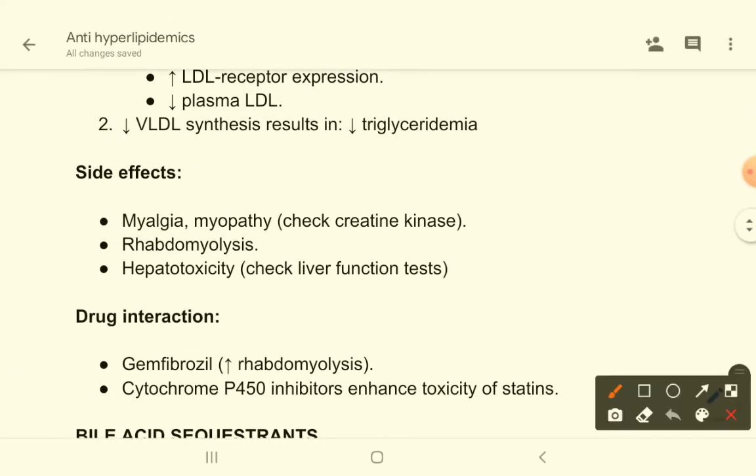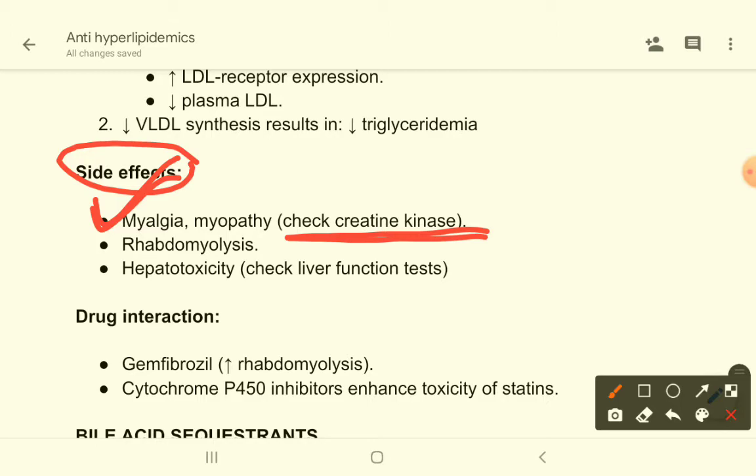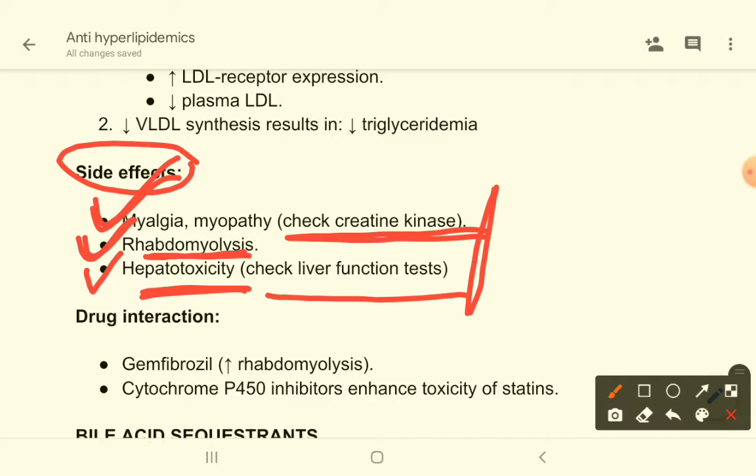What are their adverse effects? Most important adverse effect is myalgia. There is muscle pain, okay, myalgia, myopathy. So if you are using this drug, you have to frequently check the creatine kinase level. And sometimes it can lead to a serious condition which is called rhabdomyolysis, where there is a breakdown of muscle, and that can also lead to hepatotoxicity. So you have to check the liver function tests after a few months, okay. If you are using these drugs, then you have to frequently check these markers, creatine kinase and liver function, okay.